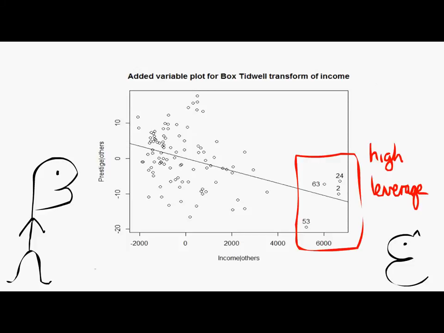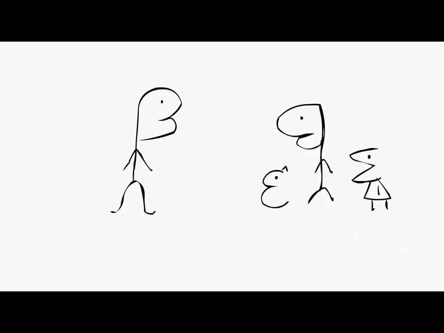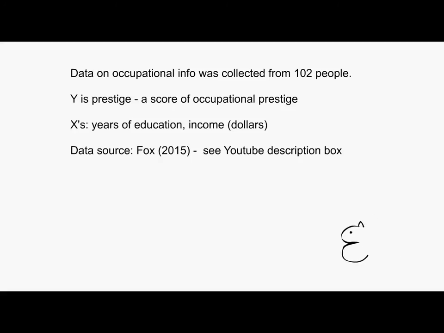Second, have a look at the added variable plot of the terms x log x to see whether the decision to transform is due to any influential points. Third, refit or explore influential cases. If no influential cases, refit with transformed x, otherwise deal with the influential cases. Let's look at an example.